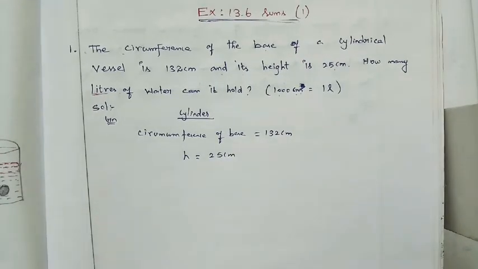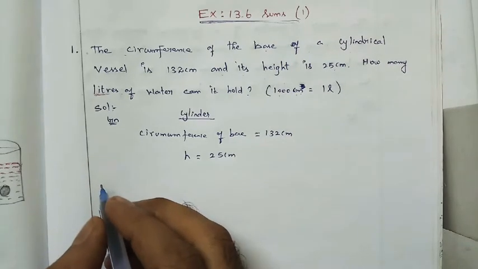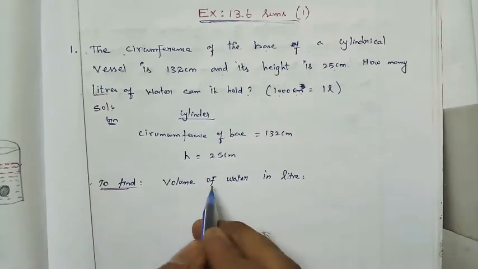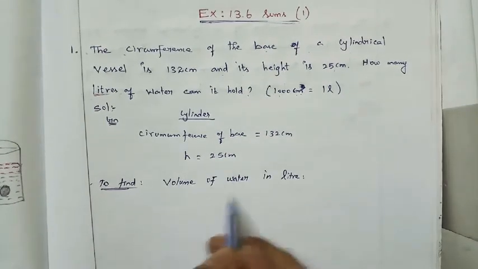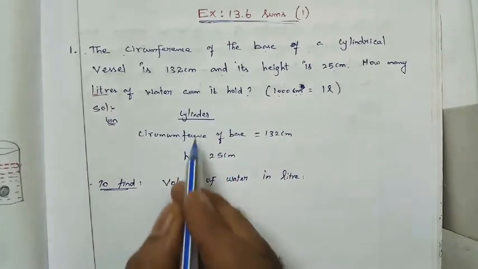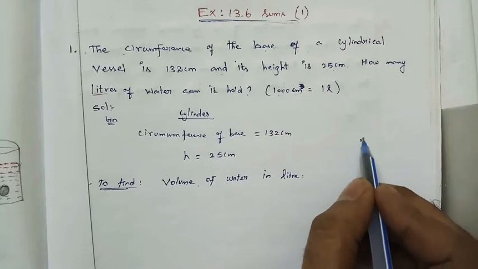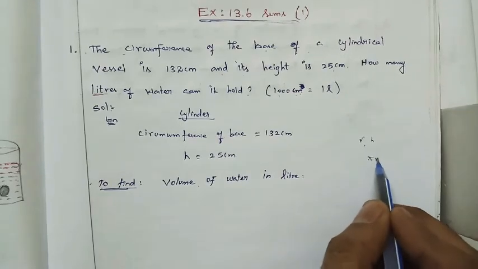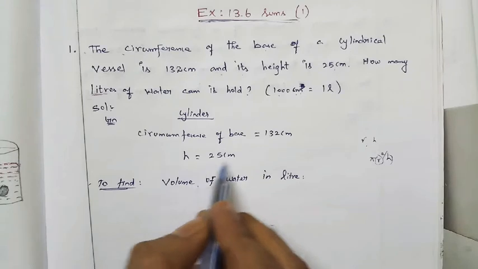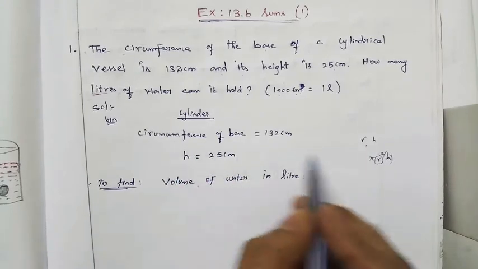But what do we need for finding the volume of the cylinder? The volume of water is nothing but the volume of a cylinder, since that is the shape. For finding it we need the radius and height. The formula is pi r square h. But in the given data, we have only the height. We don't have the radius.